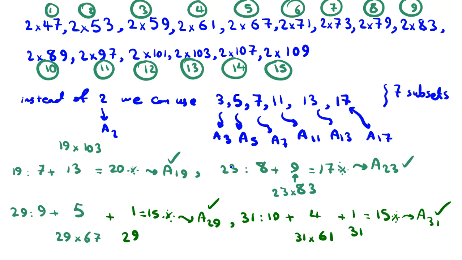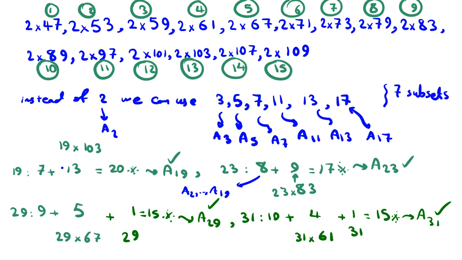Now if you consider 23, the last one is 23 times 83, 9 here, and until here, A2 to A19, I have 8 subsets. I have 8 subsets, and 9 here, all of them different subsets, so 8 plus 9, 17. So also we have A23.